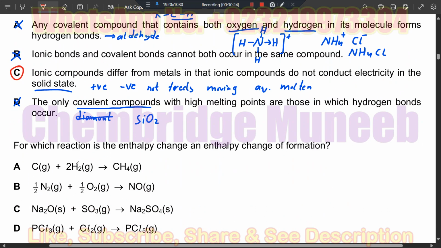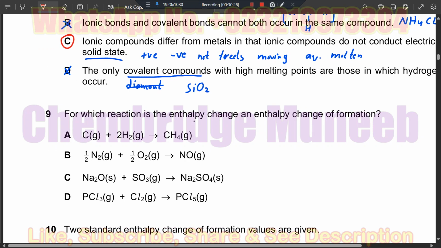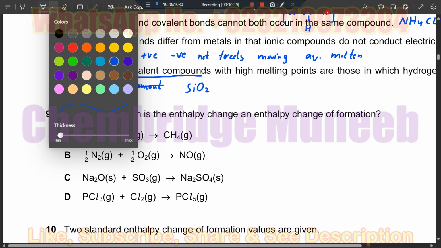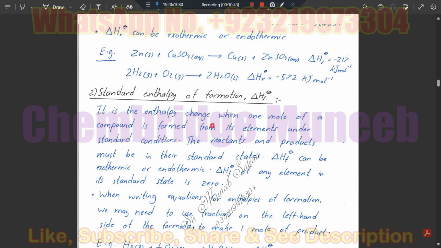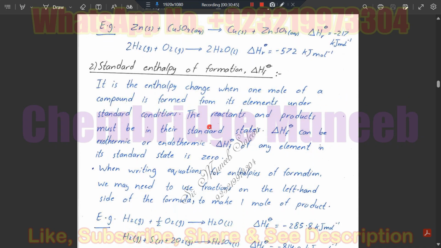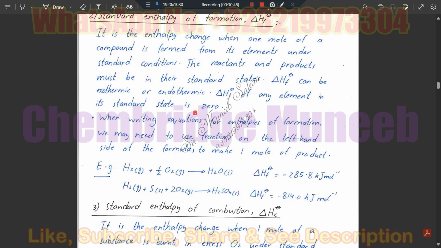Now the next question is, for which reaction is the enthalpy change an enthalpy change of formation? For this purpose we must have a good knowledge of the definition of enthalpy change of formation. For this purpose I will show my notes of AS chemistry. These are my notes and these are complete AS chemistry notes. If you want, you can let me know in the comment section.